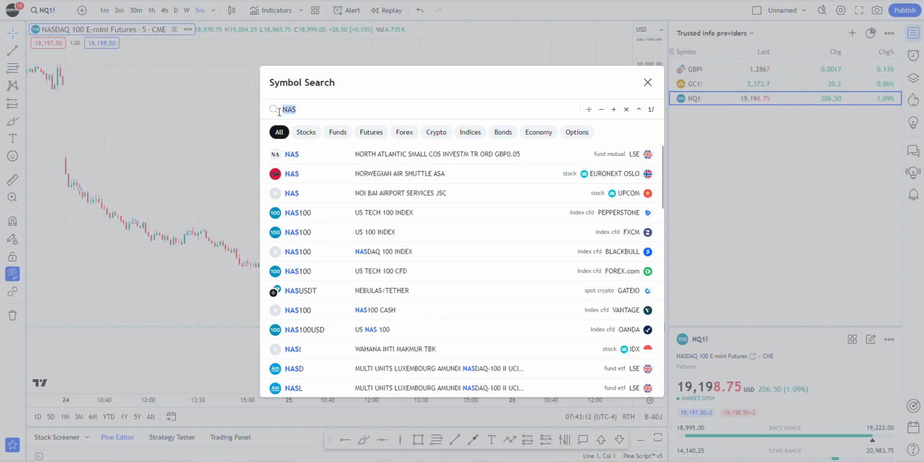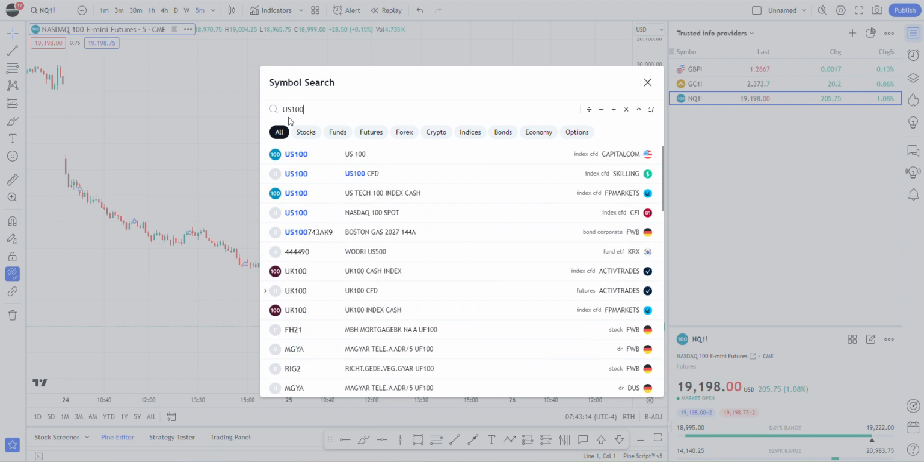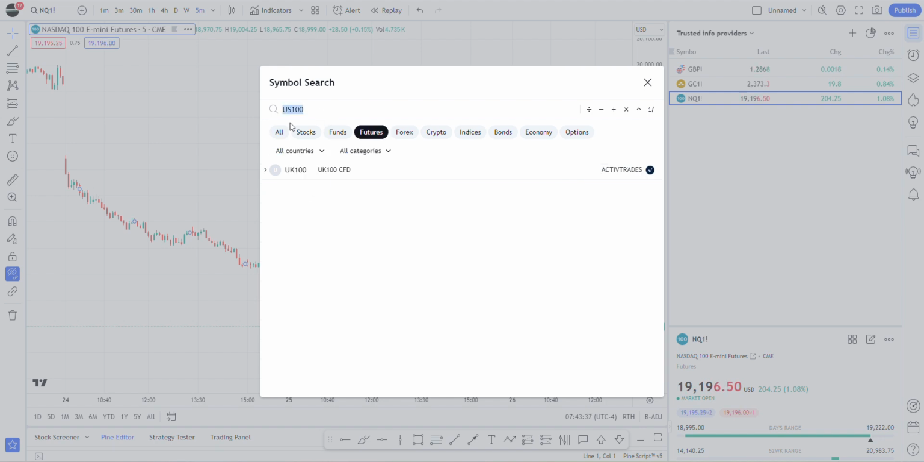You'll see here if you look at US 100, there are these cash indexes. Do not use this. It's so weird. It doesn't give proper volume. Just go to futures. Use the futures thing. And if your broker is using this index for CFDs, use futures and just do conversions.